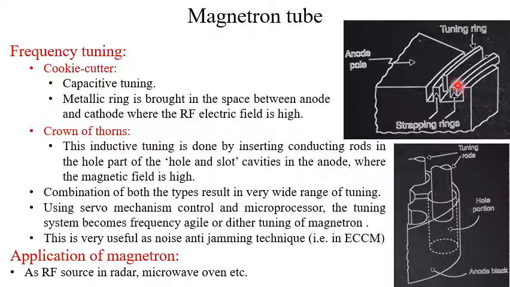Now a combination of these two types results in a very wide range of tuning. Using some servo mechanism control and a microprocessor, the tuning system becomes frequency agile, with dither tuning of the magnetron. This is very useful as an anti-jam technique, which is used in ECCM, electronic counter-countermeasure, in radar. The applications of the magnetron are as an RF source in radar, microwave oven, etc.